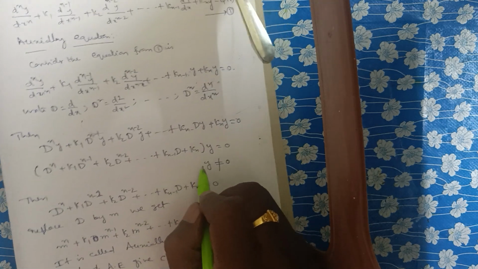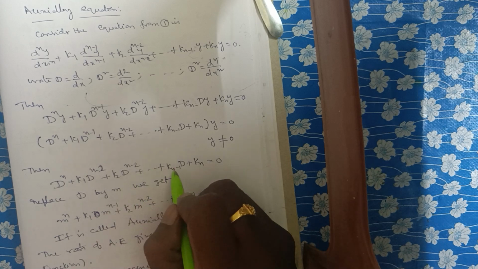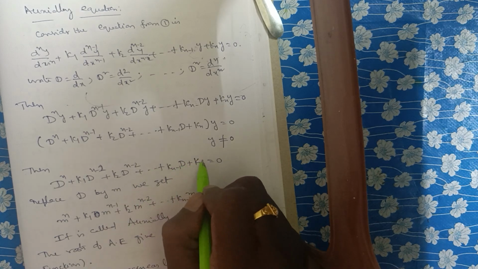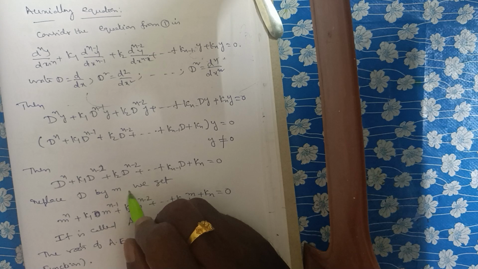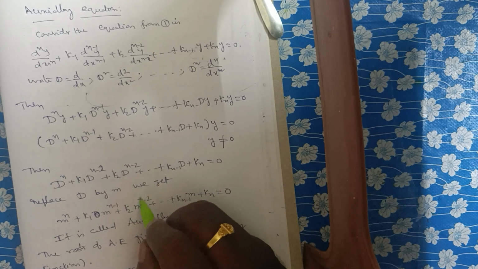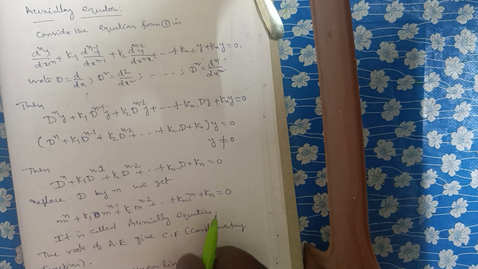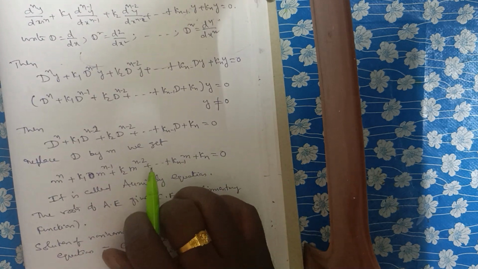Since y is not equal to 0, then D^n + k1 D^(n-1) + k2 D^(n-2) + ... + k(n-1) D + kn = 0. Replace D by m, we get m^n + k1 m^(n-1) + k2 m^(n-2) + ... + k(n-1) m + kn = 0. It is called the auxiliary equation.